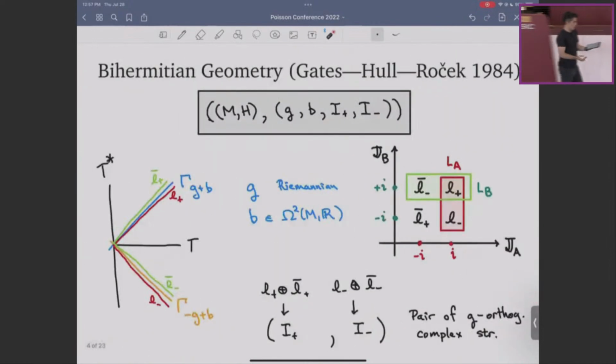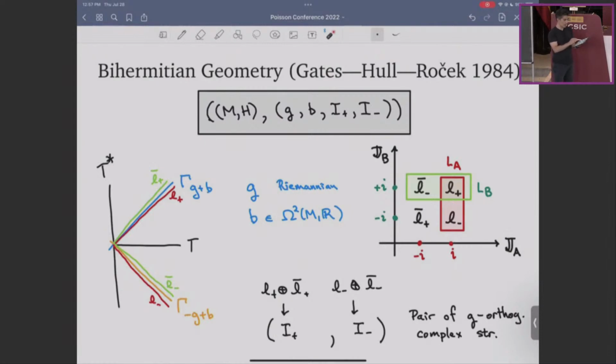Okay, and when you study this structure, the first thing to notice is that because JA and JB commute, the eigenvalues of JA break up into the eigenvalues of JB. So if JA has plus i and minus i eigenbundles, which I just think of as vertical lines here, then those eigenspaces decompose into the plus i and minus i eigenspaces for JB. And so we have 4 eigenspaces, eigenbundles.